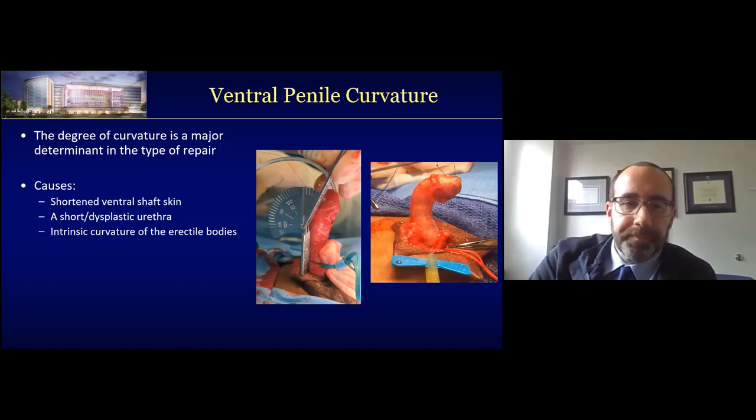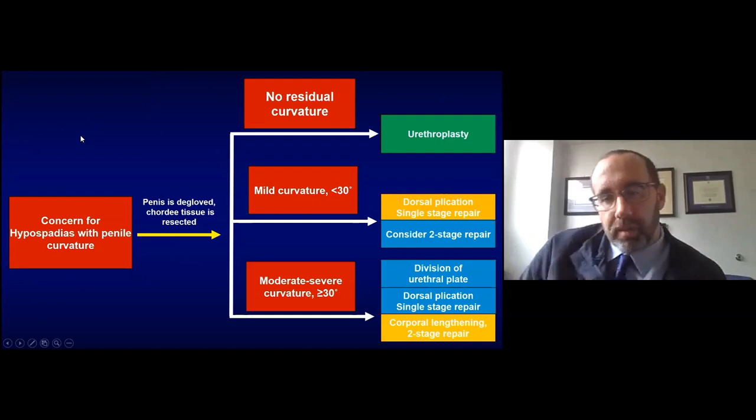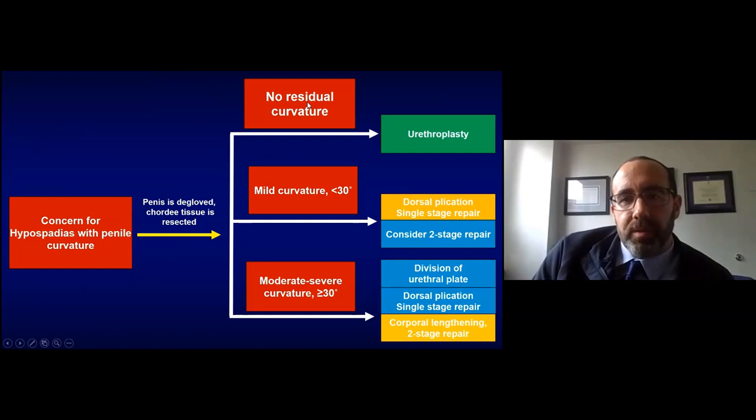And they're not mutually exclusive. They can all occur in the same patient, so it's not like it's one or the other. And again, the definitive assessment is in the operating room after we deglove. So next one is just a general algorithm of how we assess and treat curvature in the operating room. So again, no residual curvature after degloving, I'm going to go ahead and fix everything.